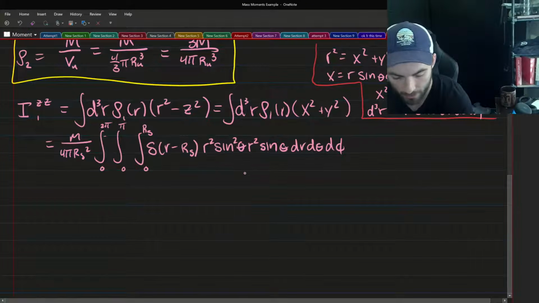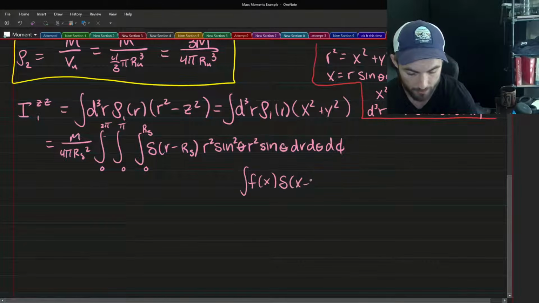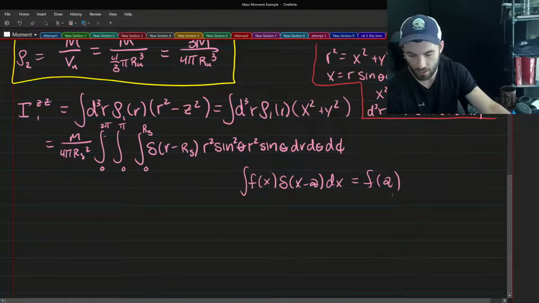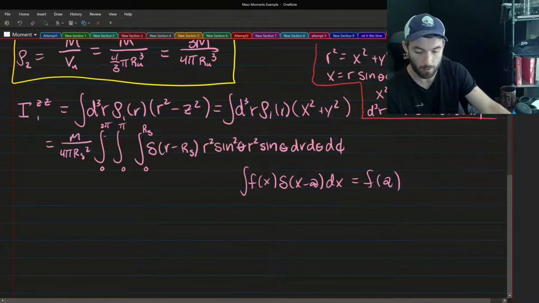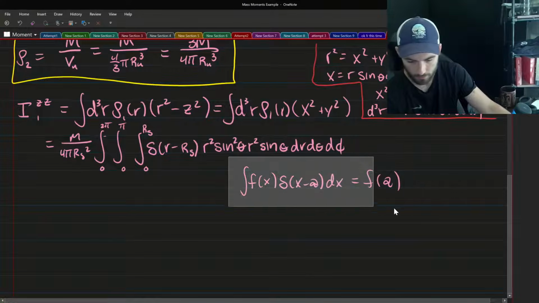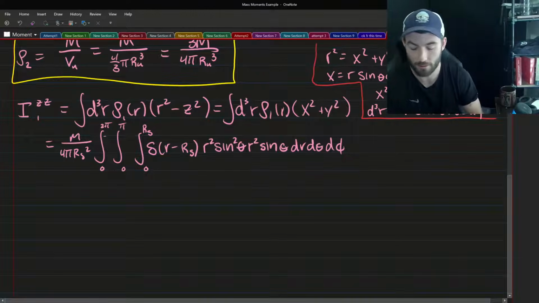Remember, I'm going to erase this right after, but in case this is new to you, f of x delta of x minus a dx just gives you f of a. So in this case, we have an f of r, if you like. So we're just going to plug in r equal to rs. Instead of r to the fourth power that we're integrating, we substitute in rs to the fourth. Let's also do the phi integral immediately. Since there's no phi dependence, we just get 2 pi.